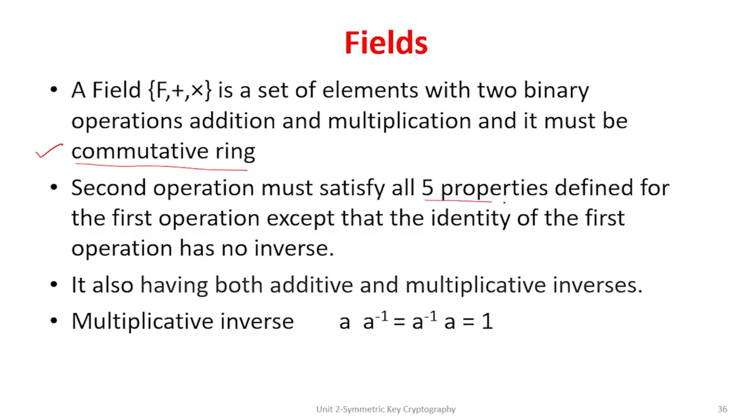So if you go for a ring, we are taking the first operator for satisfying closure, associative, identity, inverse and commutative. If these 5 properties are satisfied with the first operator, then that is called a ring. If the same 5 properties are satisfied with the second operator, then that is called a field. This is the only difference between field and ring. Except that the identity of the first operation has no inverse, additive and multiplicative inverse should also be satisfied with the first operator and second operator.